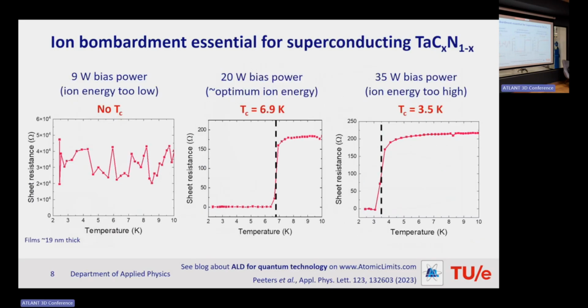We also checked the superconducting properties of this material. If we apply no ion energy or a little bit of ion energy, then we don't get superconducting material. But here you see 20 watts of bias power, which is about 150 electron volt ions. We get the best quality, we get the highest critical temperature, and this is actually the best material. If you go to too high ion energy, we probably have a little bit of damage. So this shows that the ions are very important for the material quality.